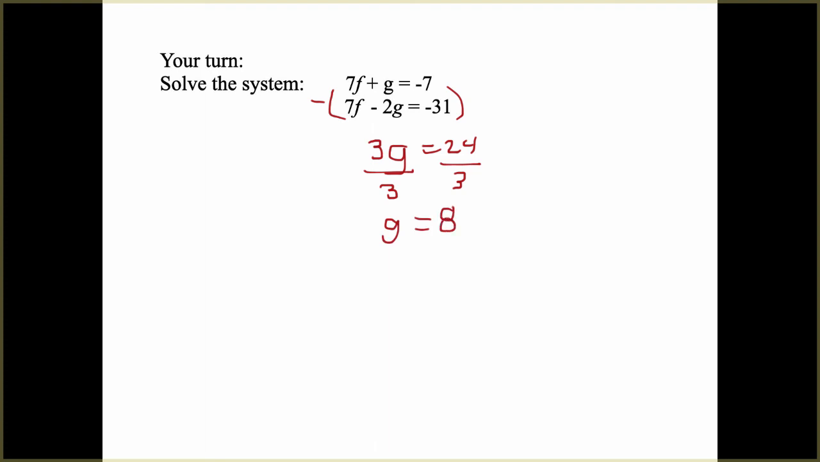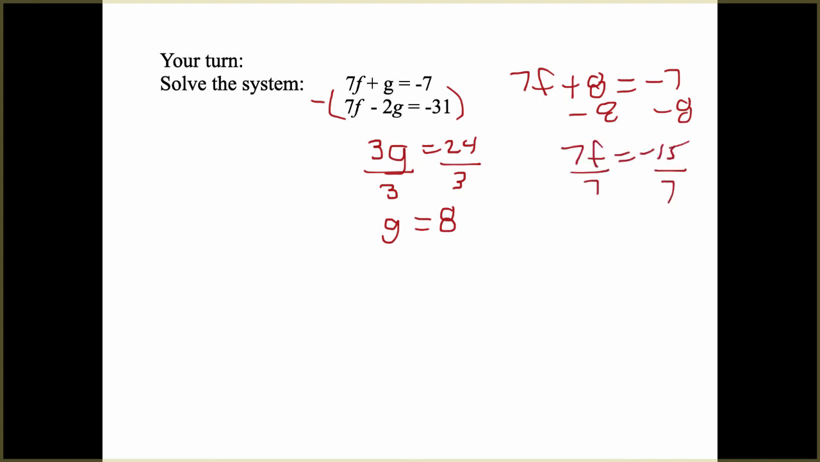We are then going to pick one of the two equations to plug it into. I'm just going to use the top equation and solve for f. So 7f plus 8 is negative 7. Subtract 8, and when you do this, you get 7f is negative 15. Divide by 7, and f is negative 15 over 7. So if we have to write an ordered pair, we will do this in alphabetical order. Our ordered pair would be negative 15 over 7, and g is 8. There is my ordered pair, and that is the solution. Hopefully this is what you got.